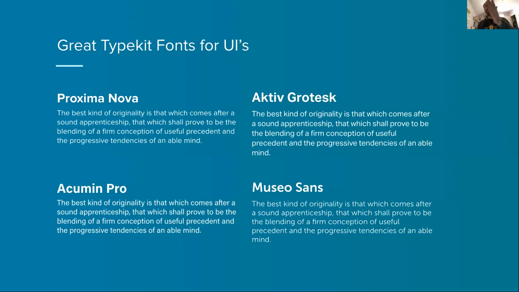For example, as you can see on the right here, Aktiv and Museo, they're a bit larger. You can see how it wraps there. And I know Museo, the bold font, it's pretty heavy bold. So if you go from Museo to Proxima, you might need to adjust the weights a bit.